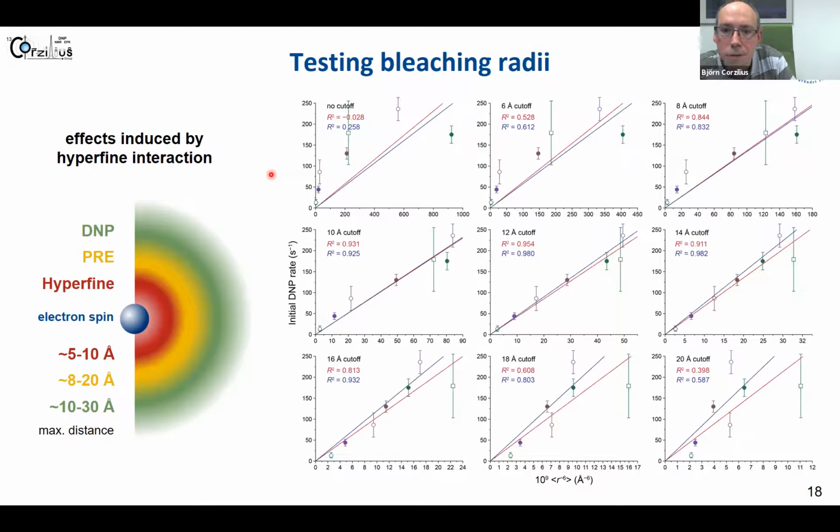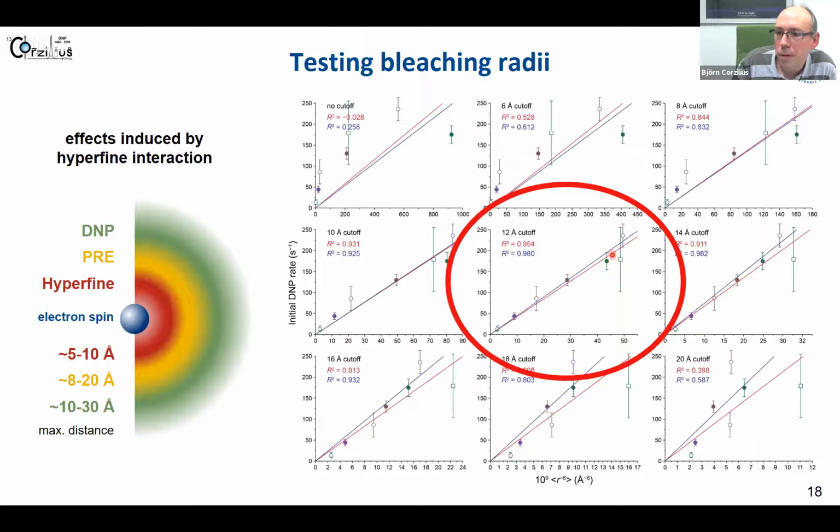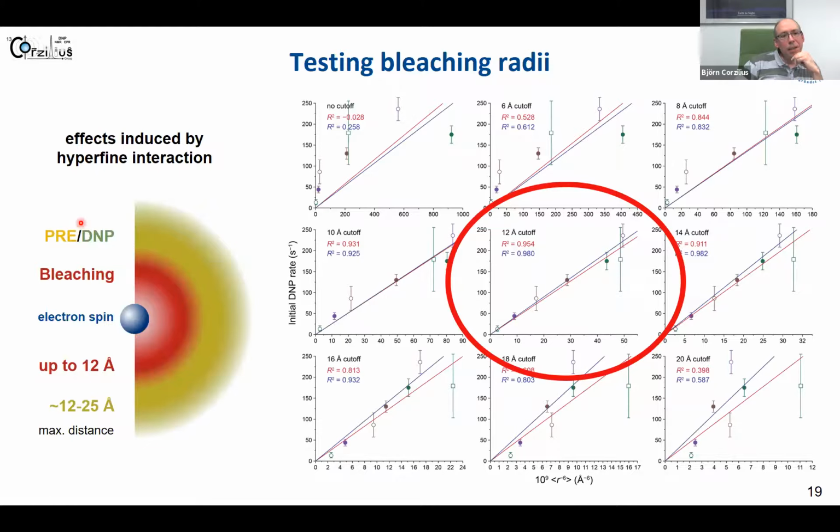These two models here just assume contribution from this histidine, which is rather error prone. However, this does not change our result qualitatively. So now we have to revise our model, because this was the 2012 vision, and now we know much better. We know that PRE and DNP, of course, it's quite obvious now in retrospect, have the same distance dependence, so they always go hand in hand.